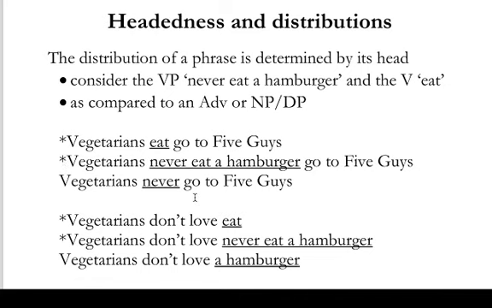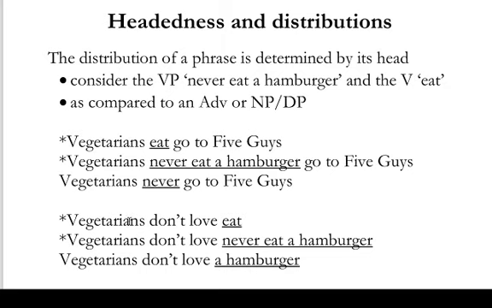Compare this again to the adverb. This is grammatical here. Vegetarians never go to Five Guys, perfectly good sentence. You can't substitute in never eat a hamburger for never, but you can substitute in never eat a hamburger for eat without changing the grammaticality of a sentence. Similar example using the determiner and the noun here.